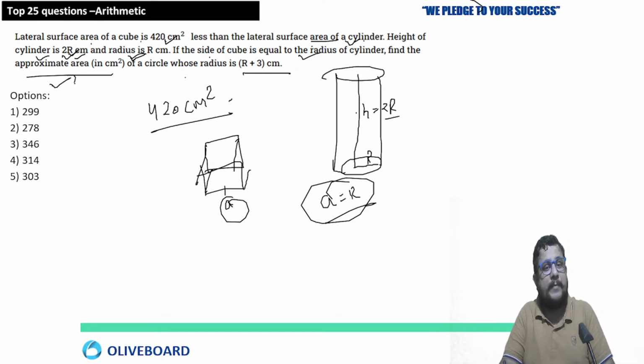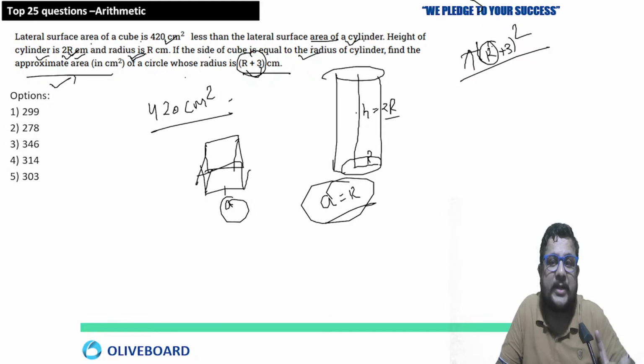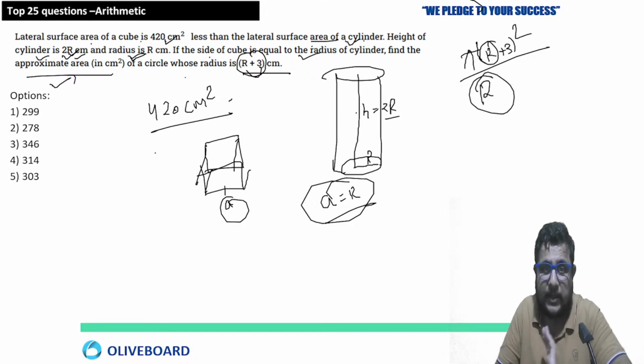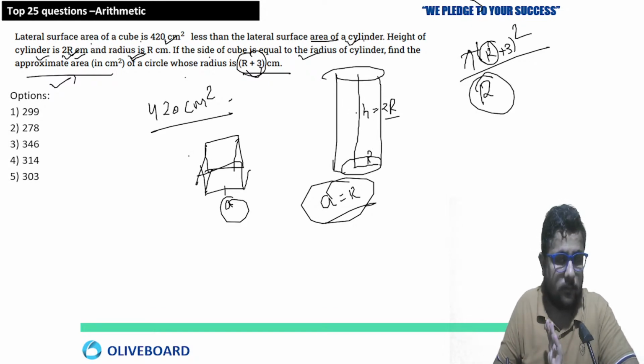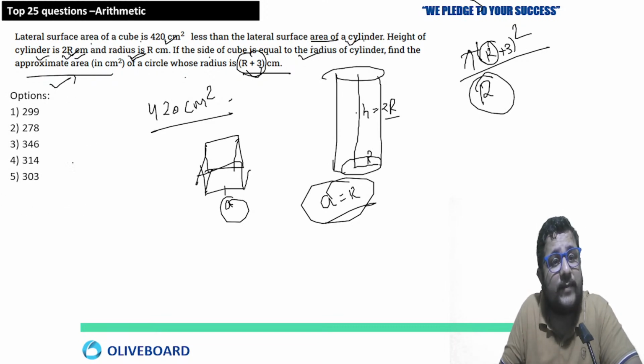Find the approximate area in centimeter square of the circle whose radius is R plus 3. So we have to find the area of a circle, which is pi r square, but the radius of that circle is R plus 3. So pi (R plus 3) whole square. This is what we need to find out. For that we need the value of this capital R, or not? Everyone be active. Yes, we need that. For that the relation is given already.